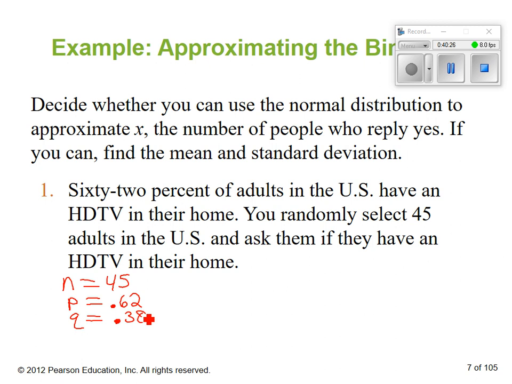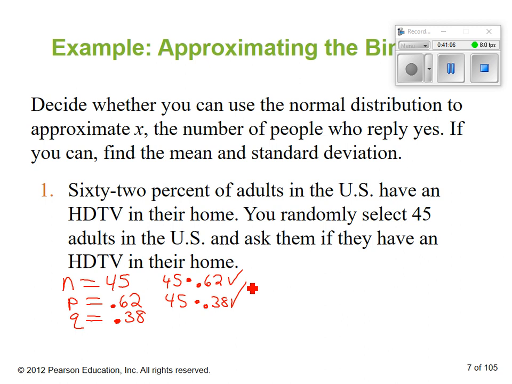Now, the first thing we're going to do to check to see if we can use this binomial distribution setup is take n times p and n times q. So we're going to take 45 times 0.62 and 45 times 0.38. All we have to do is look at the answer. When you multiply 45 times 0.62, is it bigger than 5? Yes, so that one works. We take 45 times 0.38, is it bigger than 5? Yes. So that works, now can we go ahead and use the binomial setup?